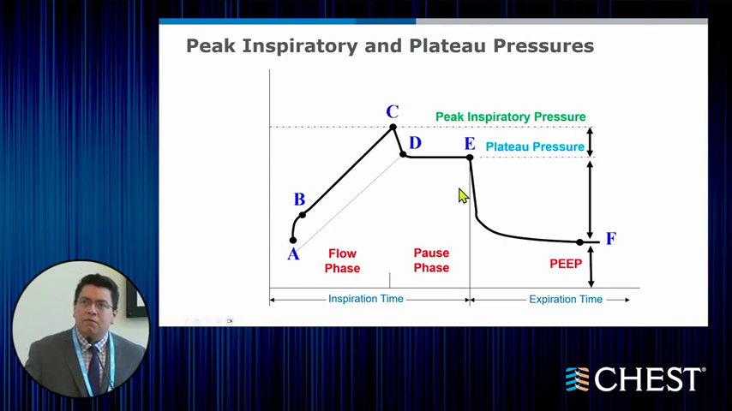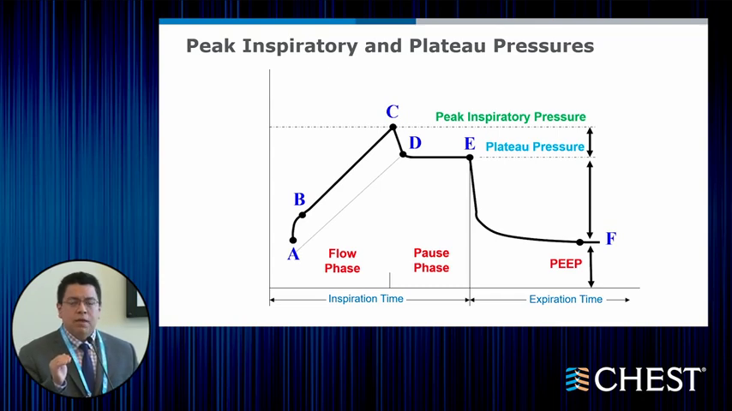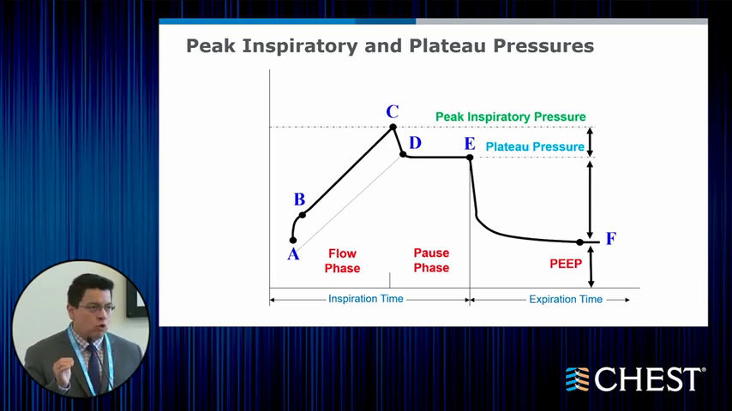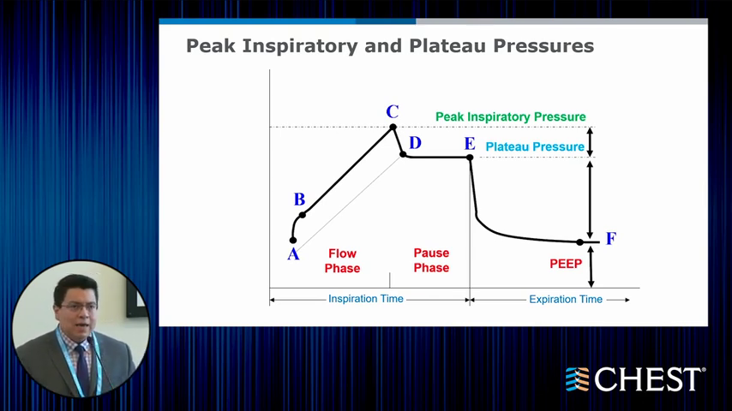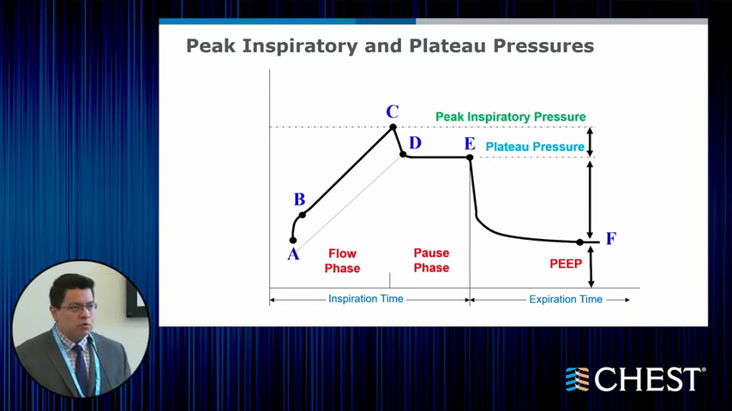Then, in the second phase, the pause phase, this is generated at zero flow. This represents the alveolar pressure in the setting of equilibrium. So if we really want to know what pressure is the alveolus sensing, that will be your plateau pressure. And we're going to discuss important aspects of the difference between the peak and the plateau pressure in the clinical setting. And the third phase is the end-expiratory phase.